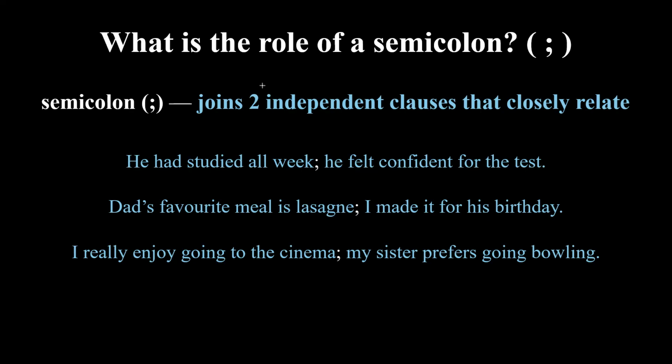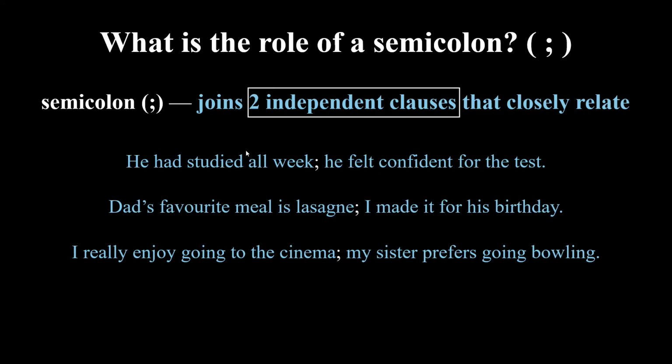Two sentences that make sense on their own. That's all an independent clause is. Think of them as just sentences that make sense on their own, but they've been joined together to make one sentence. But they must relate. The sentences must relate. So here are three examples.